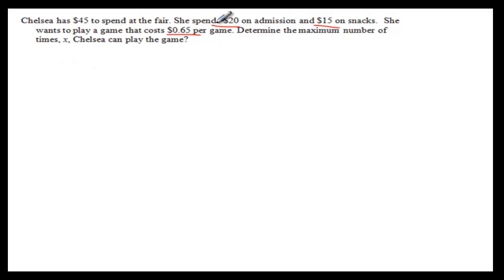All right. She spent $20 on admission and $15 on snacks. So she spent a total of 20 plus 15, that is $35. Okay. So she spent $35 plus the maximum number of games she's going to play: 0.65 times x must be less than or equal to 45.